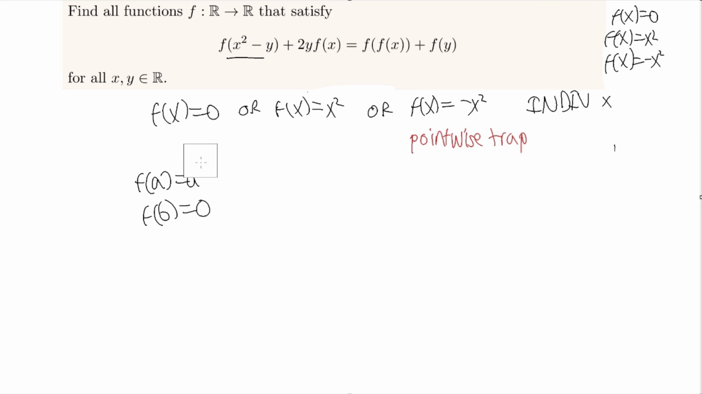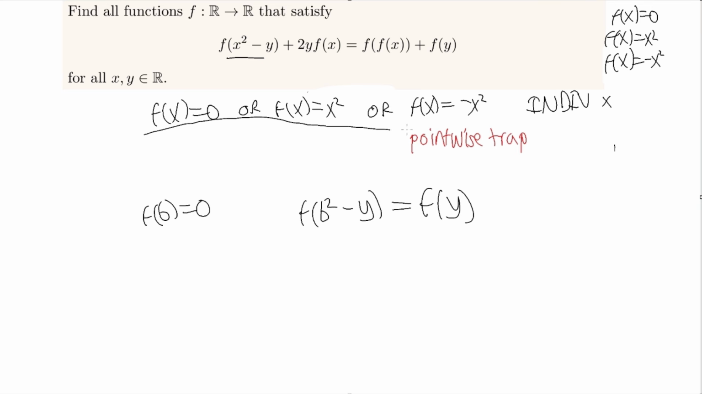Let's see what we can do with f of b equals 0. Then when we try plugging in this b to our equation, when we plug in x equals b, we get f of b squared minus y plus 2y f of b, which is 0, is f of b, which is again 0, plus f of y. So therefore this is f of y. And this is already pretty useful, because now we have that it's symmetric across this other point instead of just negative y.